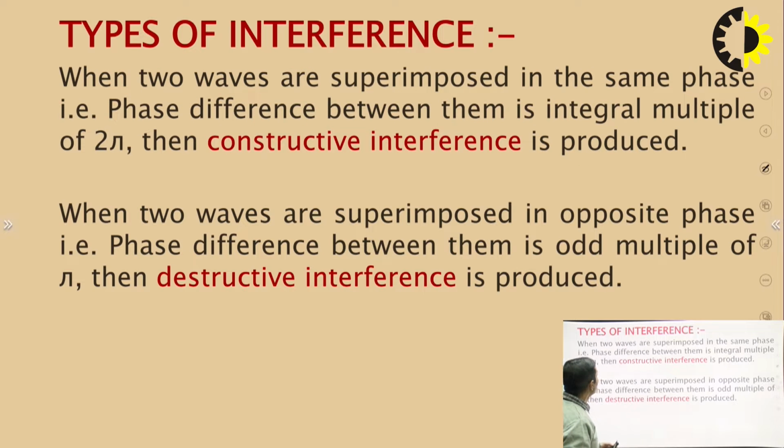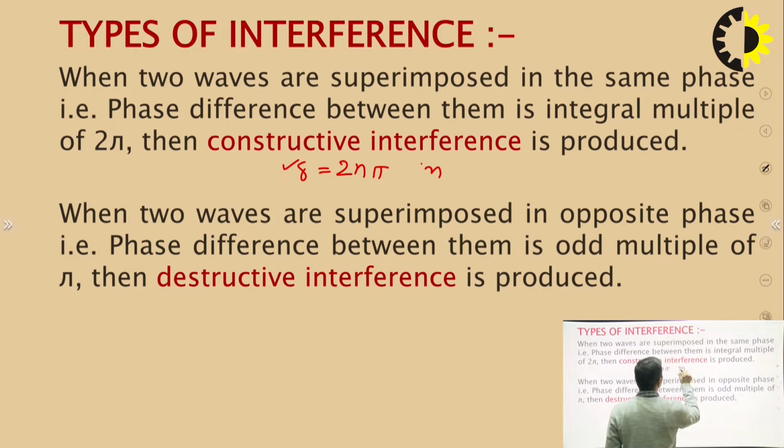Interference is divided into two categories: constructive interference and destructive interference. So what is constructive interference? When two waves are superimposed in the same phase. Same phase means the phase difference between them is an integral multiple of 2 pi, that is 2n pi. If delta is the phase difference, then delta should be equal to 2n pi, where n can be 0, 1, 2, 3 and so on.